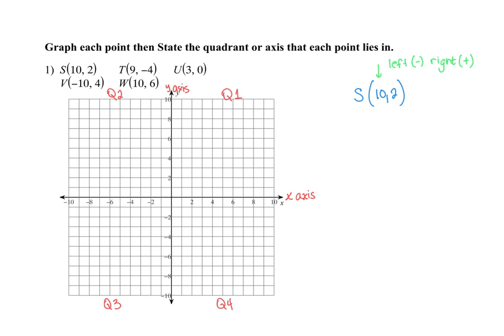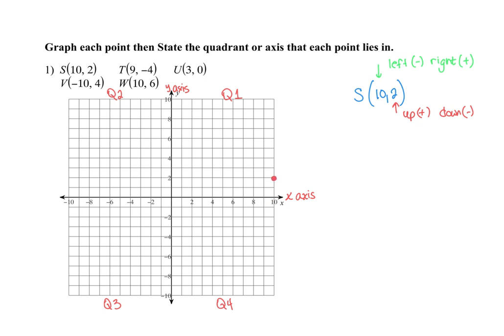The second coordinate always tells you your up and down movement. So up is positive, down is negative. All right? And so you start at the origin and walk from there. If I'm going to the point (10, 2), I'm going to go right 10 and up 2. So I'm going to plot that point right here.